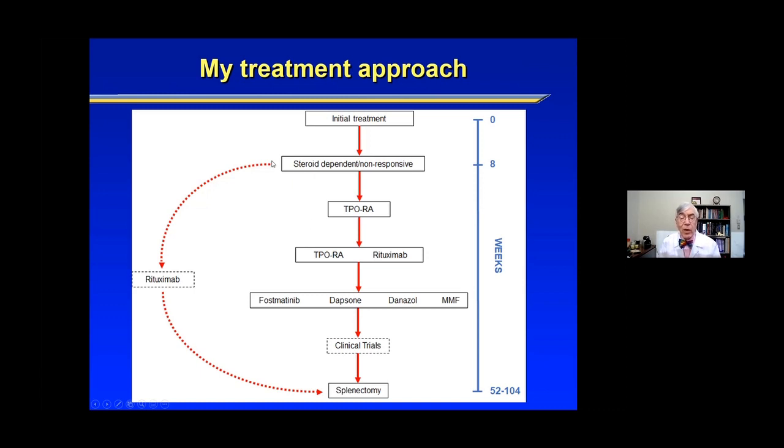In terms of splenectomy, some patients at the initial diagnosis just want to get it over with. In my experience, those are Air Force pilots who want to get back on their planes. I usually insist they get rituximab before going on to have their spleens taken out, but usually splenectomy, as I'll talk about, is reserved for later on. So this is my overall algorithm for how I treat ITP.